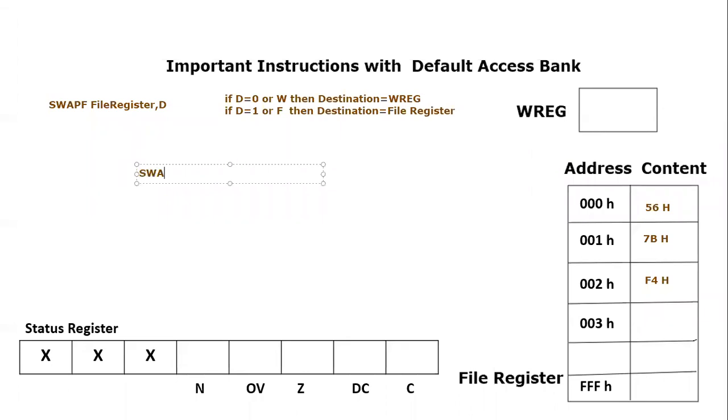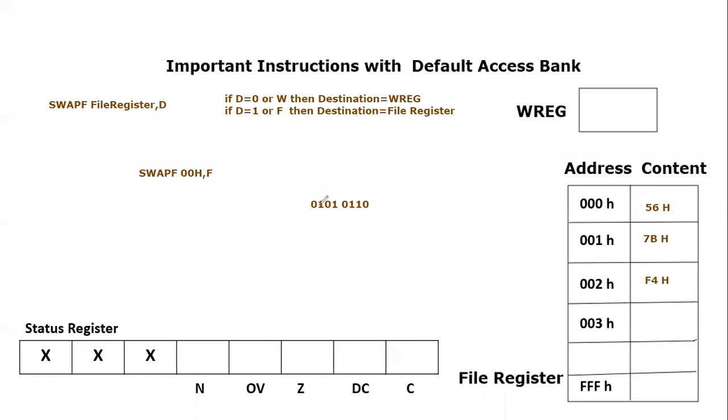For example, we can take an example: SWAPF 00 hex, and let's say we write f here. That means we want to keep the result in the file register. So 00 hex holds 56 hex, right? 5 is basically 0101, these are 4 bits, and 6 is 0110, that is the lower 4 bits. So this is the higher nibble, and the other is the lower nibble.